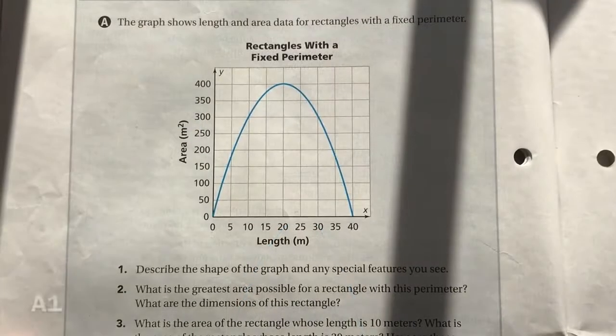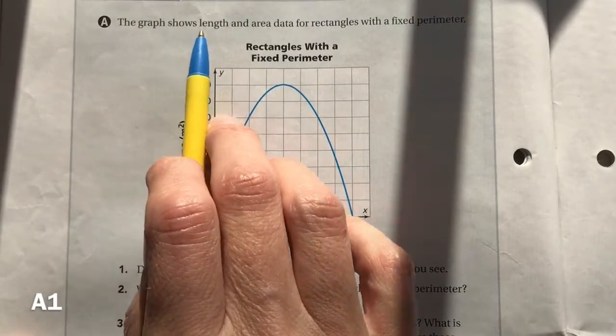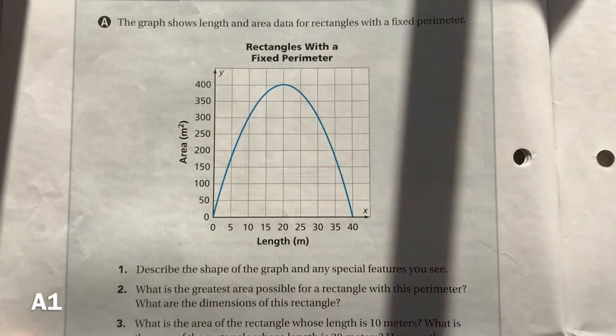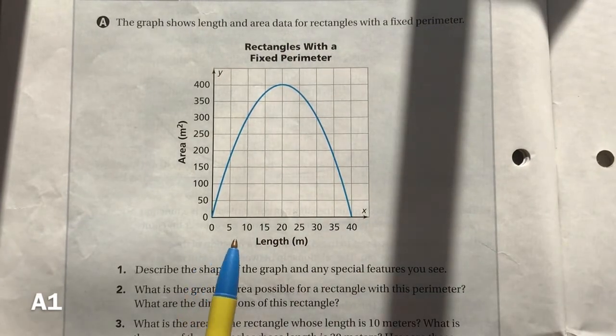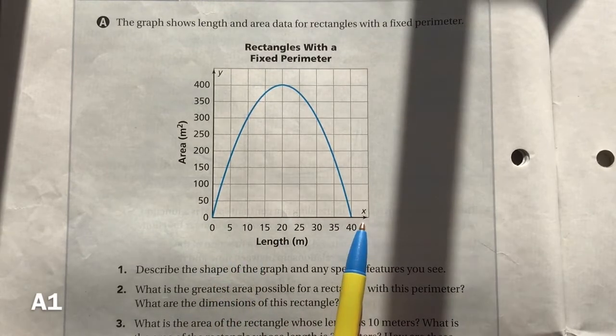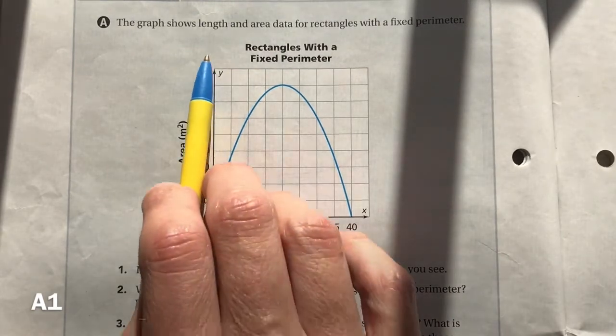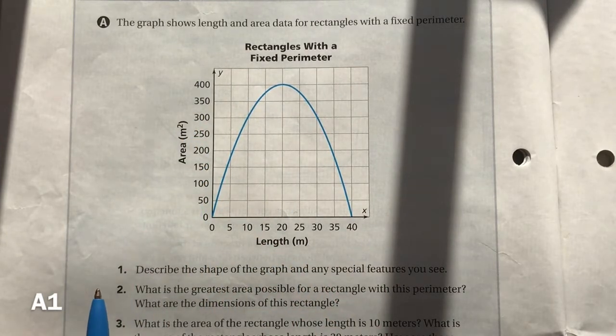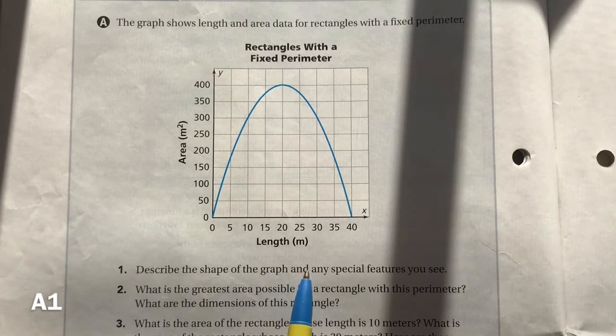All right, so here we go. Part A. The graph shows length and area data for rectangles with a fixed perimeter, just like what we did in problem 1.1. Across the bottom, we have lengths in meters in increments of 5s, and going up, our area in meters squared is counting by 50s.